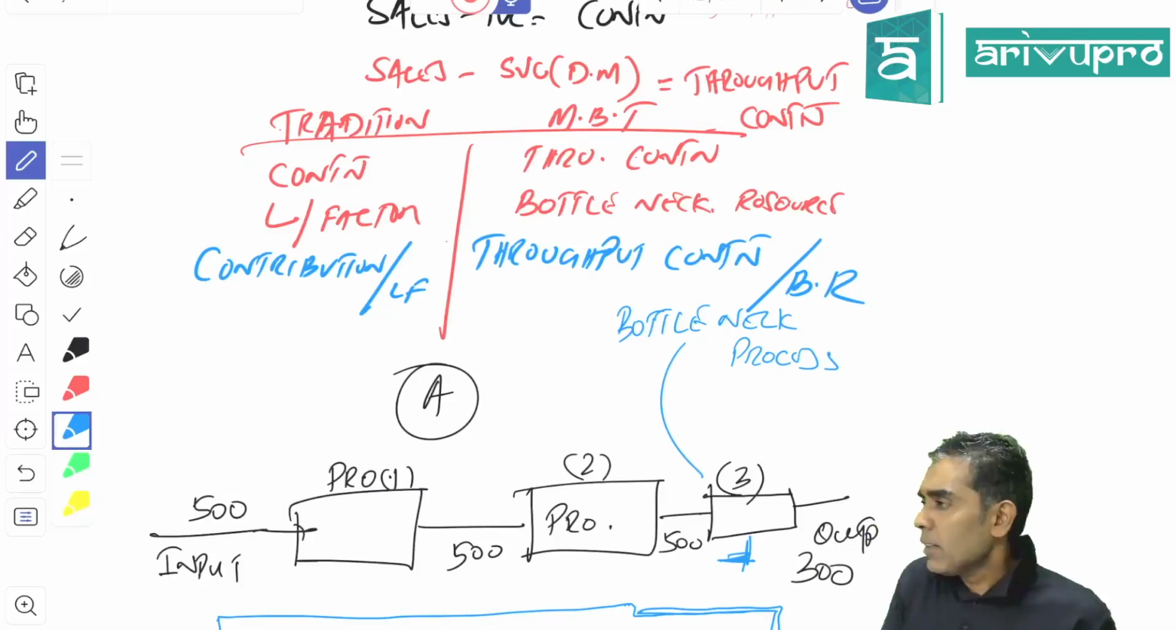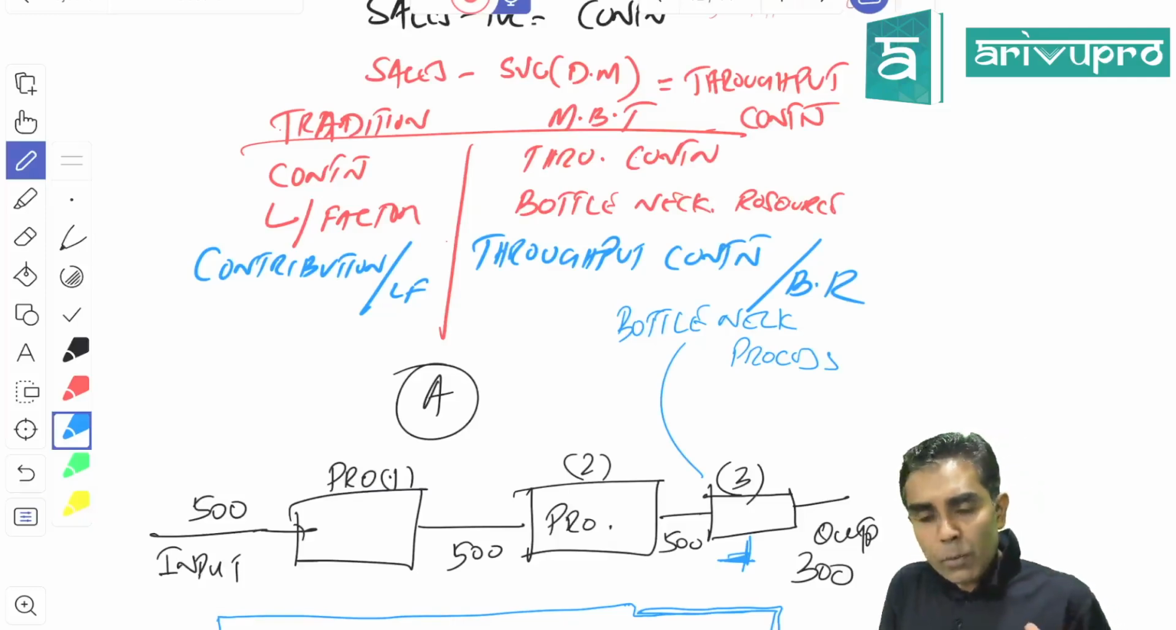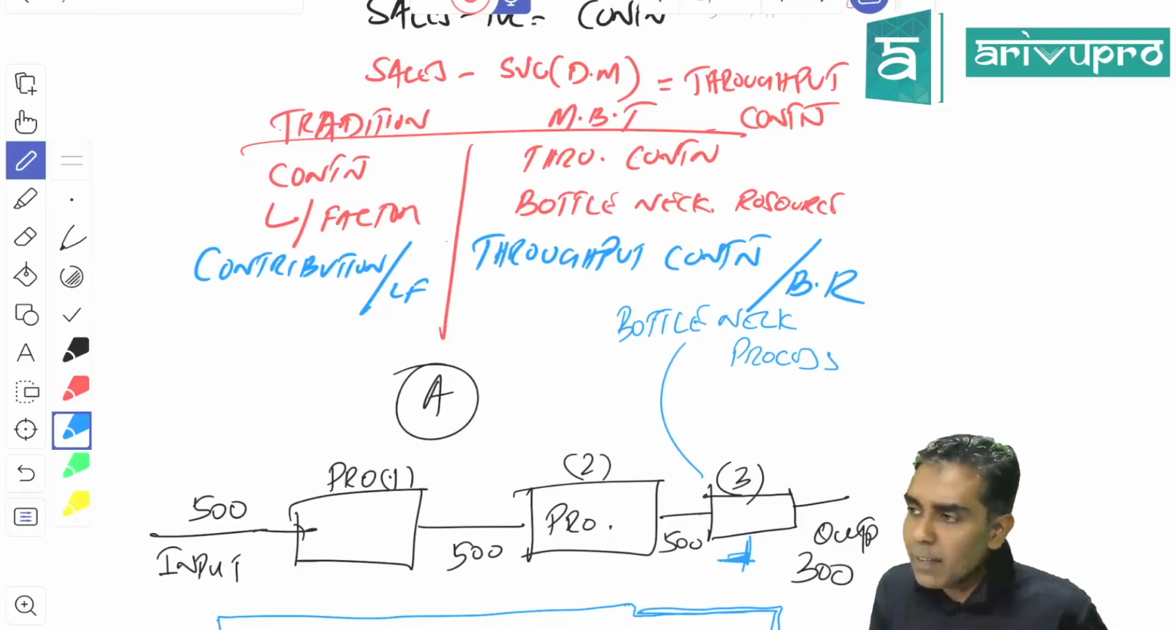Right. Let's get started with throughput accounting. When it comes to throughput accounting, throughput contribution has to be maximized. How to calculate the throughput contribution? Sales minus direct material cost.